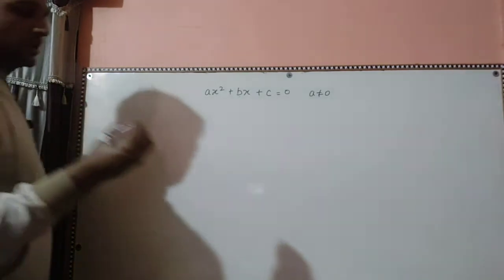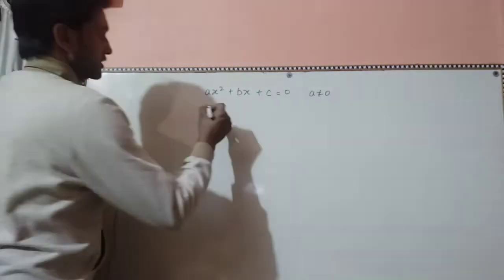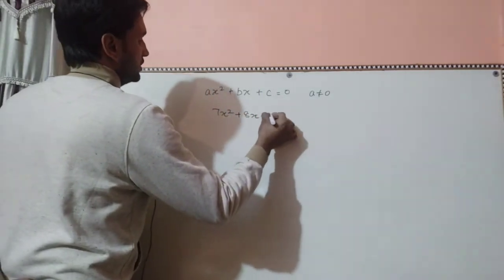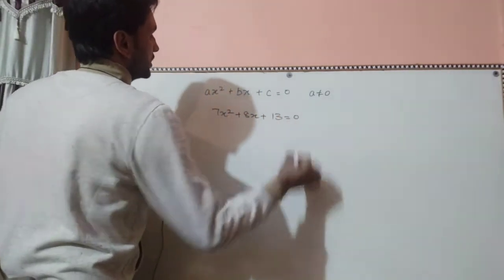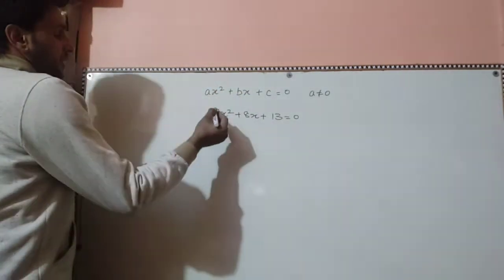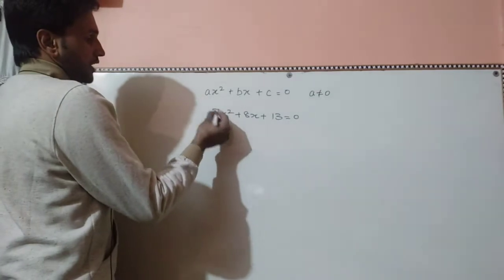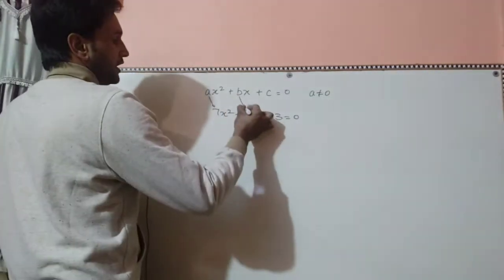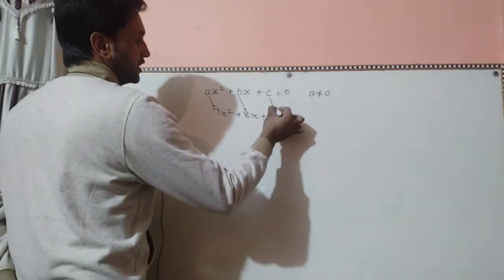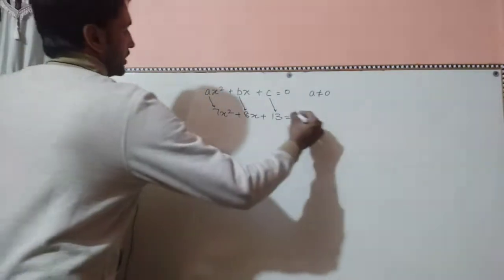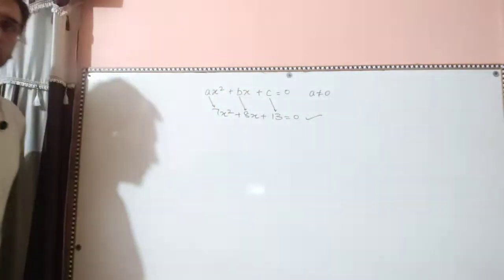For example, you have to justify whether the given equation is a quadratic or not. For example, 7x square plus 8x plus 13 is equal to 0. When you compare it with the general form of the quadratic equation, you will come to know that a is 7 for this equation, b is 8, and the constant part is 13. Now, clearly we can say that this is a quadratic equation.